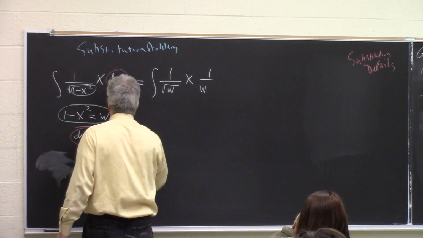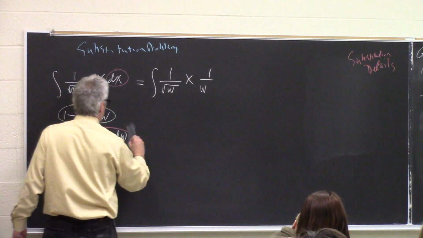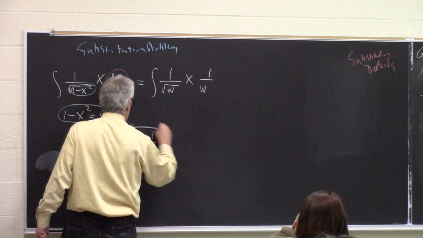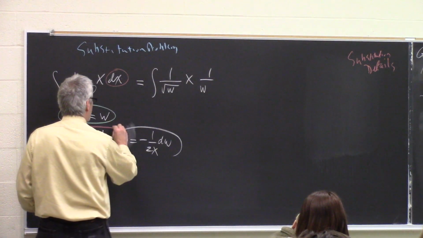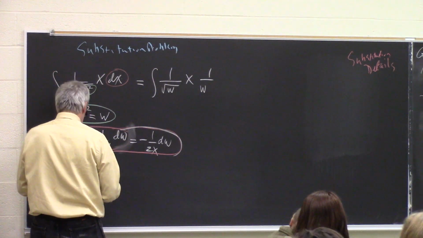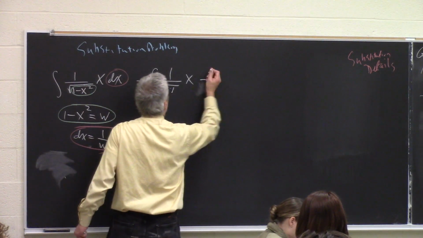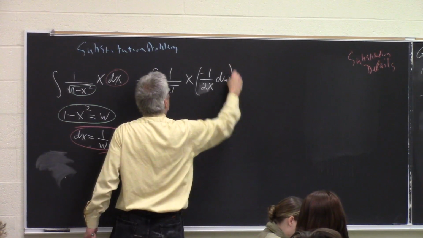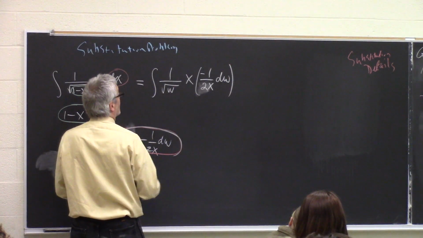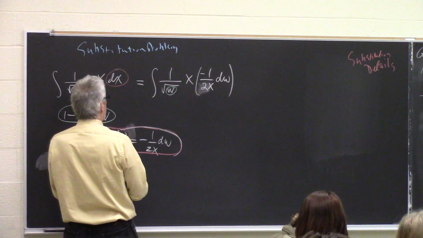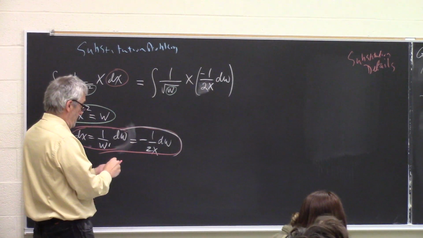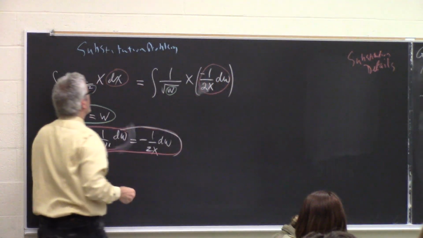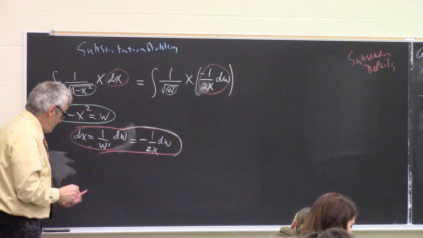I didn't finish this. w prime is 2x, so this is minus 1 over 2x dw. So that's what my dx is. So here I put minus 1 over 2x dw. I substituted in that green stuff for the green w, or for that green term, and I substituted in all this red stuff in place of that dx. So that's the substitution step.